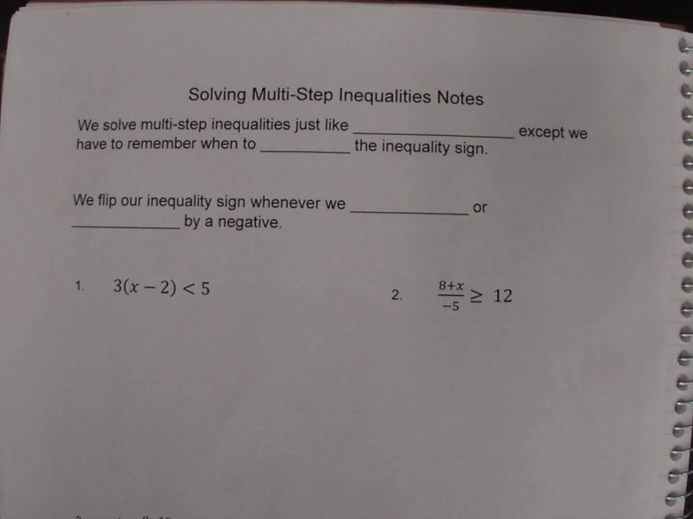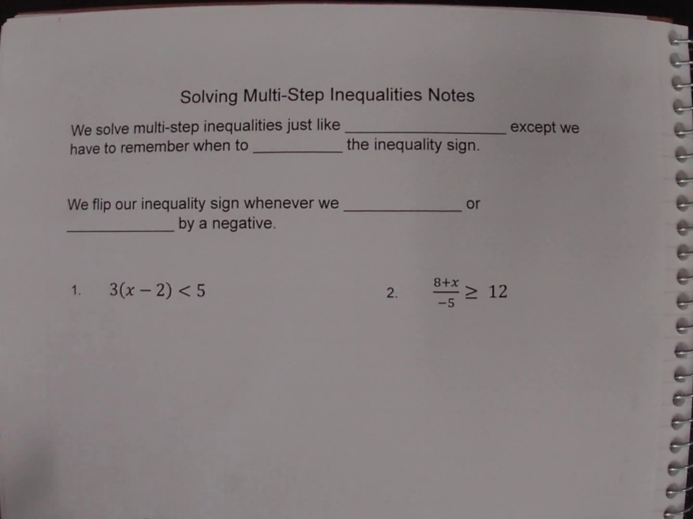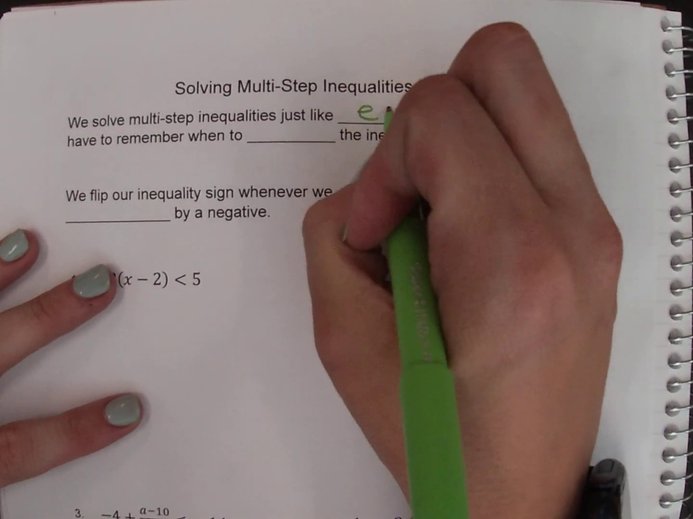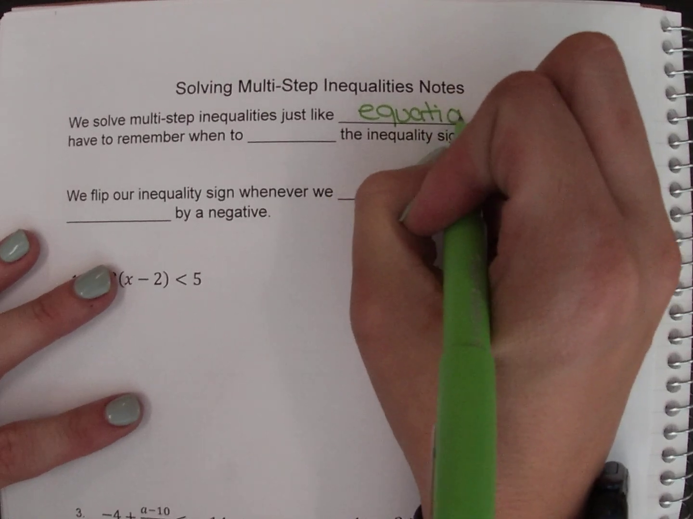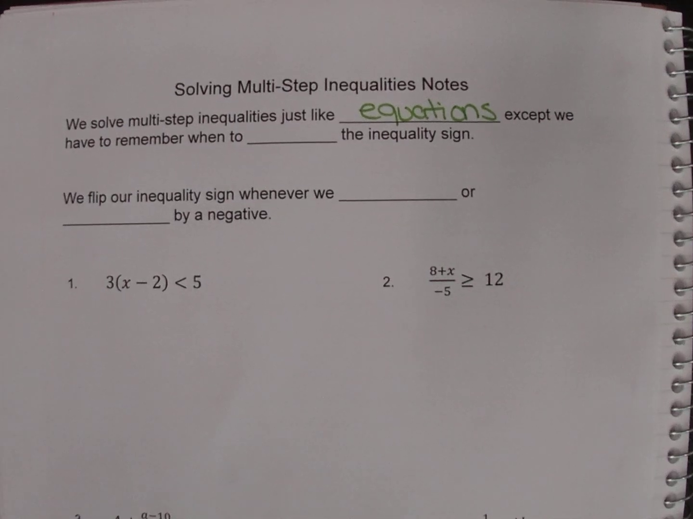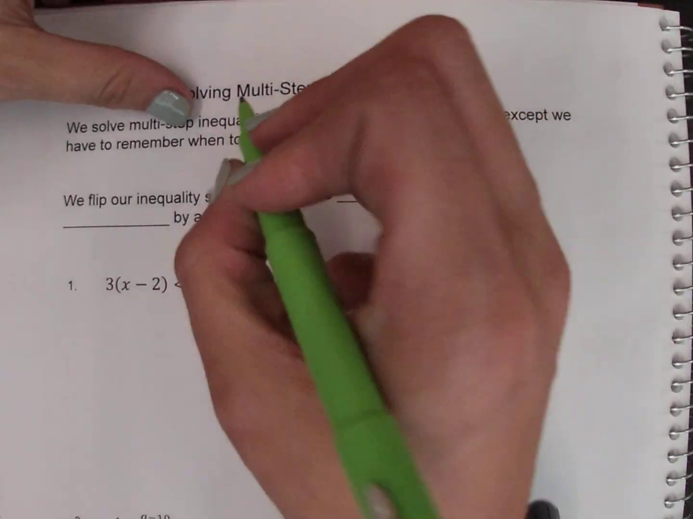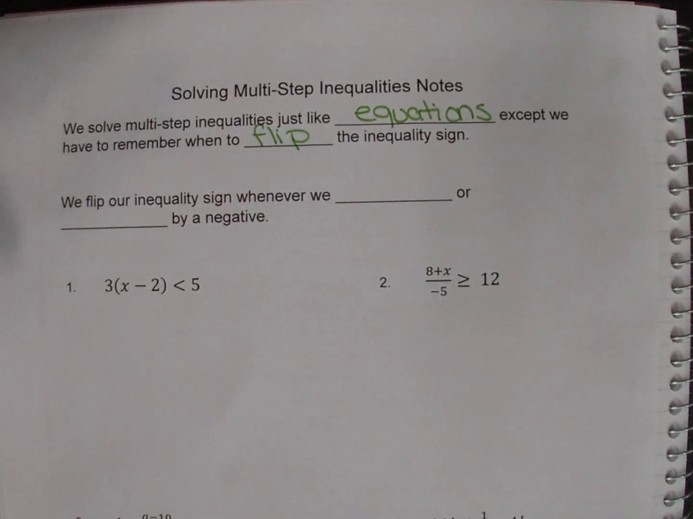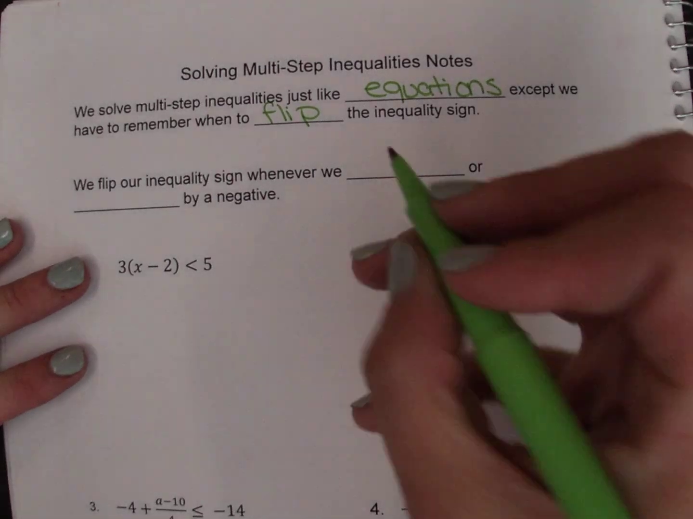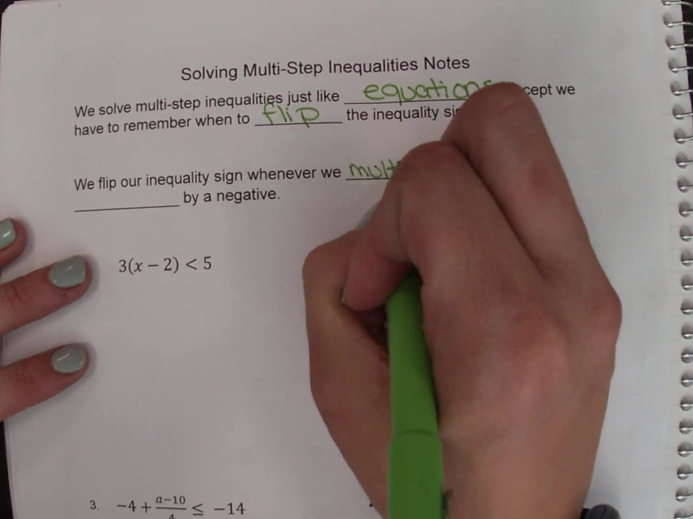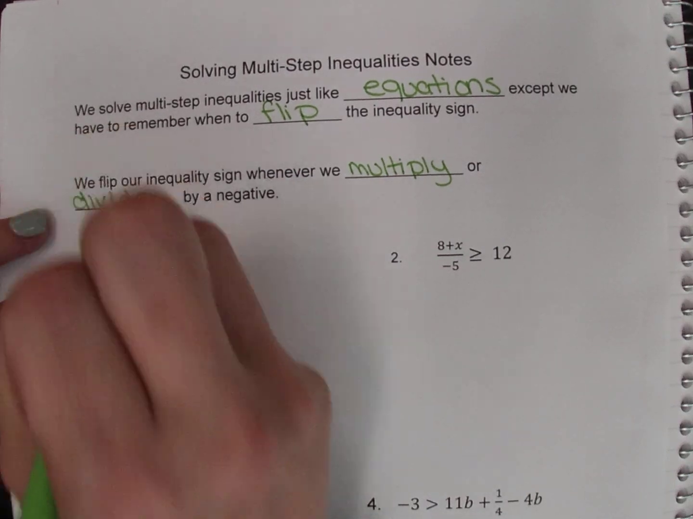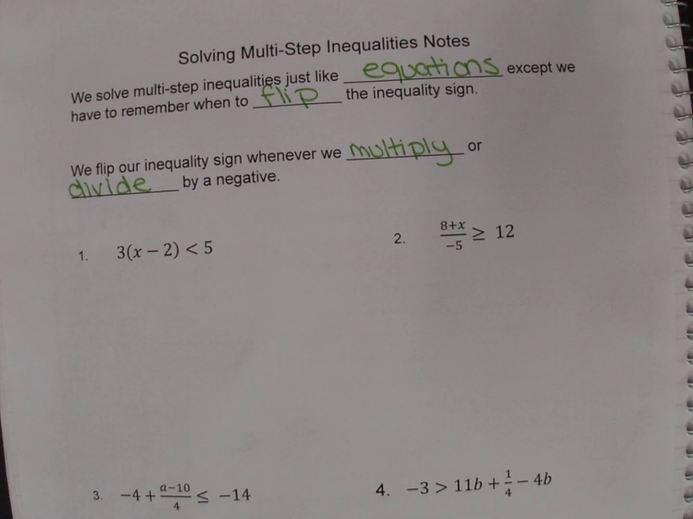Okay, so looking at multi-step inequalities, we're going to solve multi-step inequalities just like we solve equations. The rule before was our two-step inequalities. We solved just like equations. So same thing, except we have to remember when we are going to flip the inequality sign. Okay, and that rule was that we would flip the inequality sign whenever we multiplied or if we divided. So if we multiply or divide by a negative.